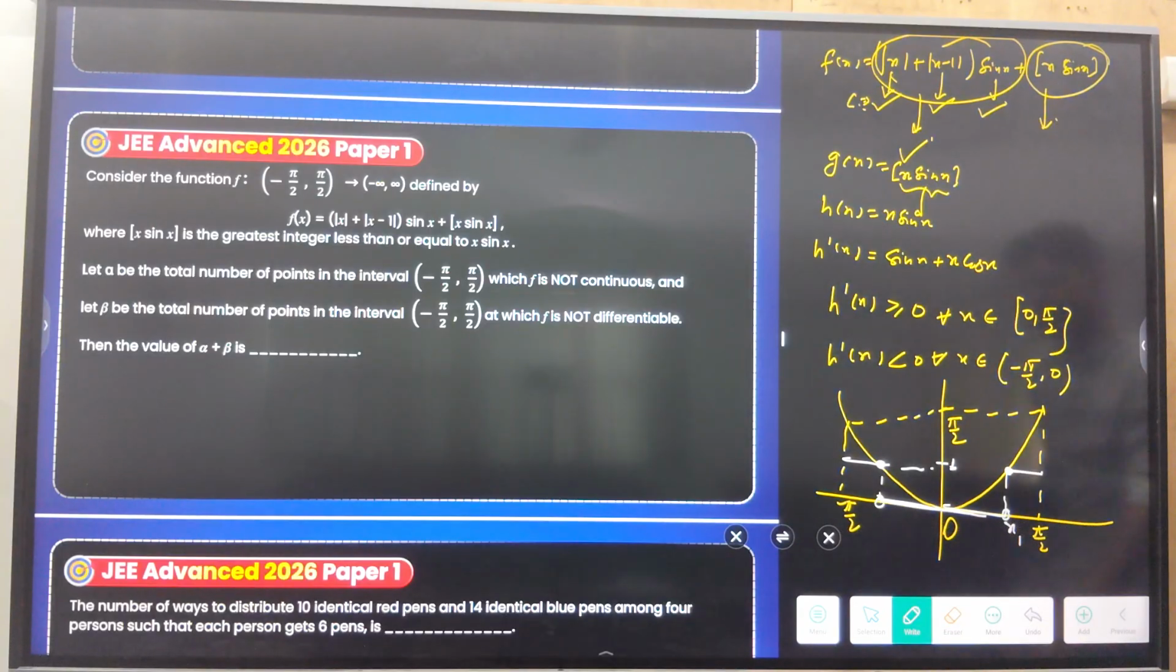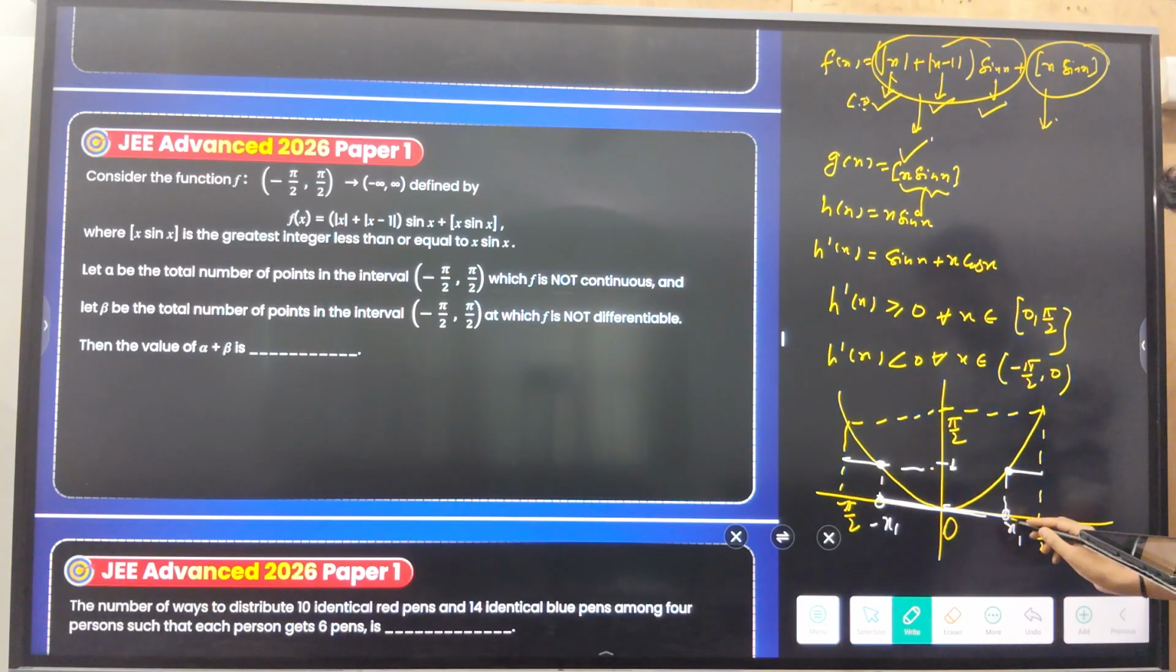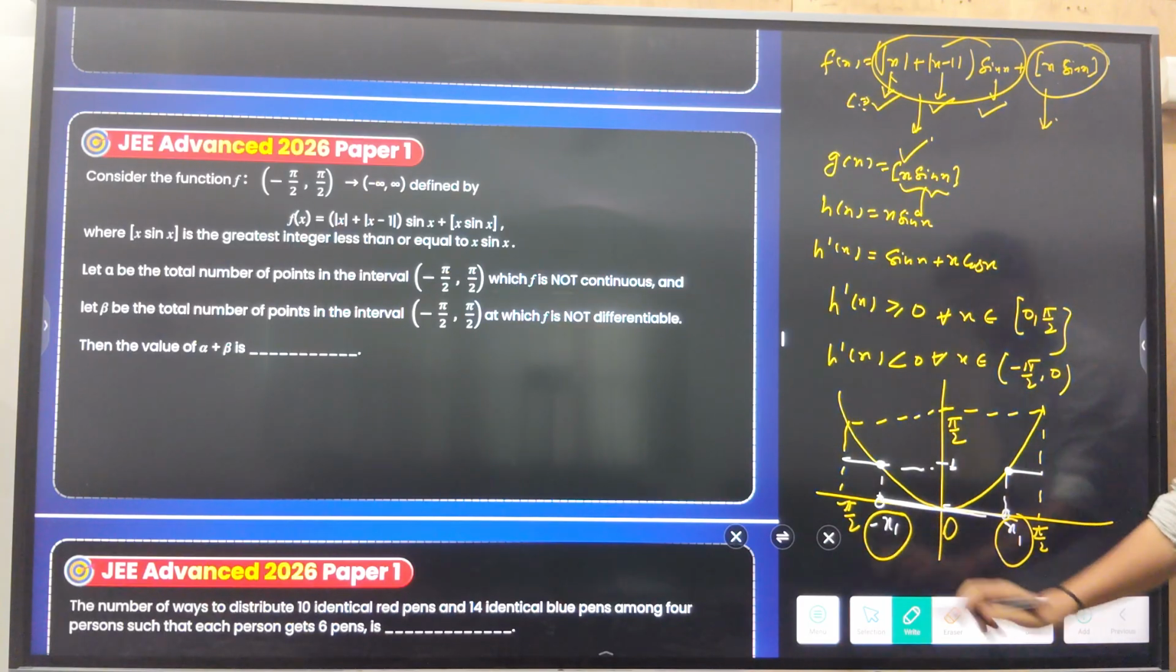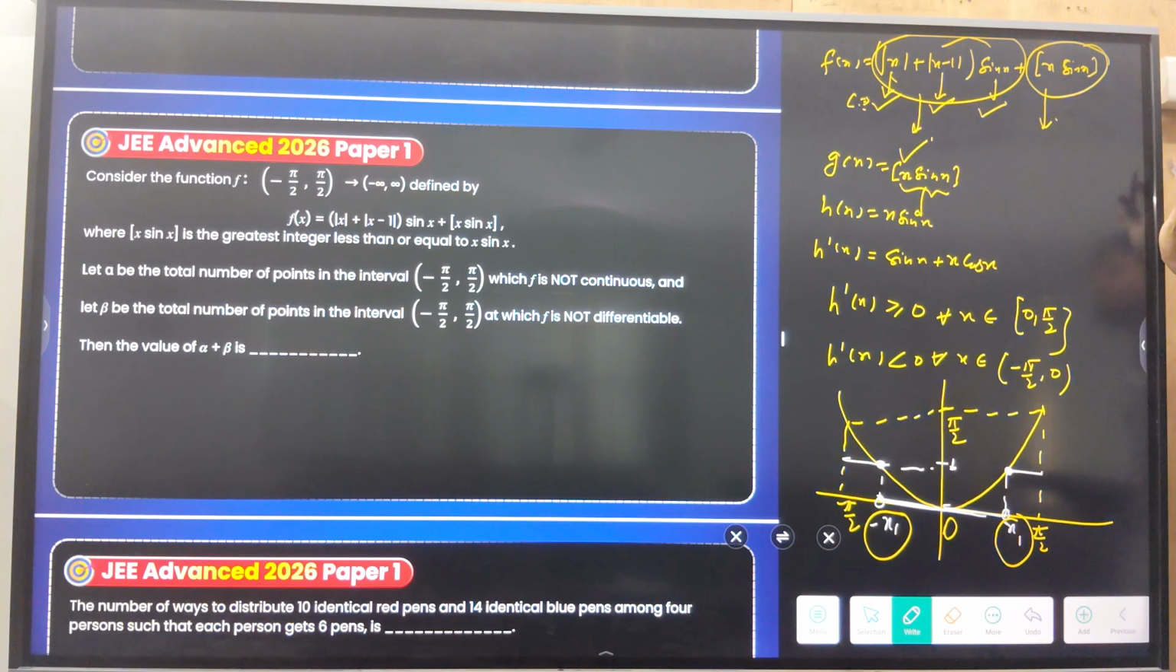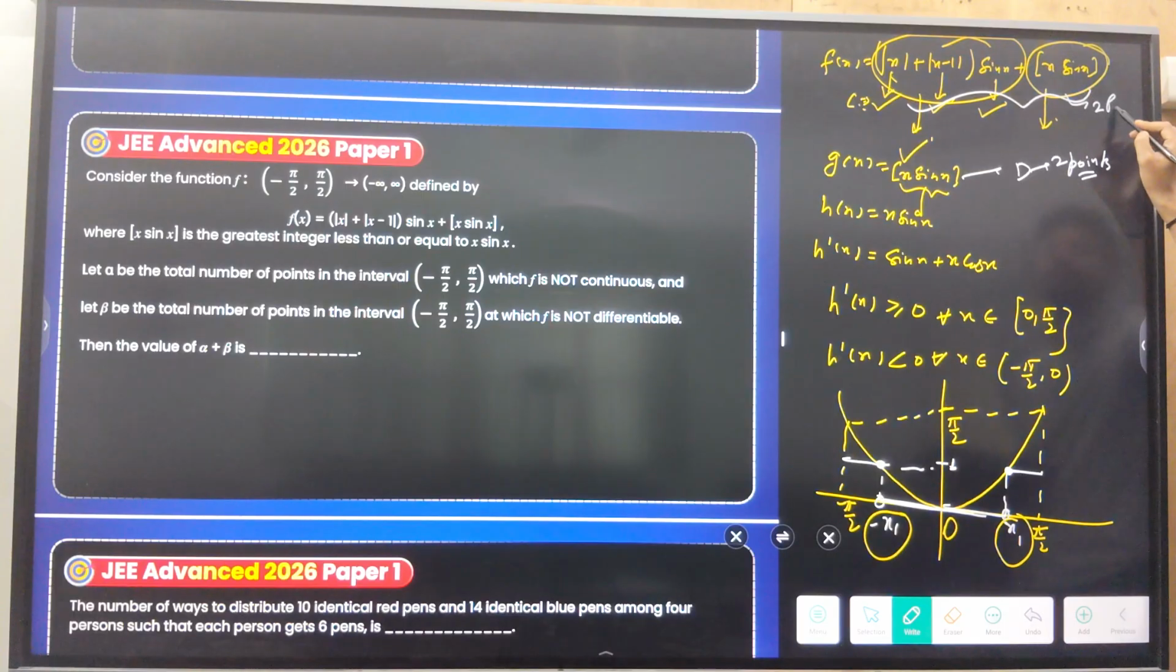So this white color is the final graph of box of x sin x. We can see that at these 2 points, x1 and minus x1, this function is discontinuous. So f(x) is discontinuous at 2 points, that is x1 and minus x1. So the value of alpha will be 2.